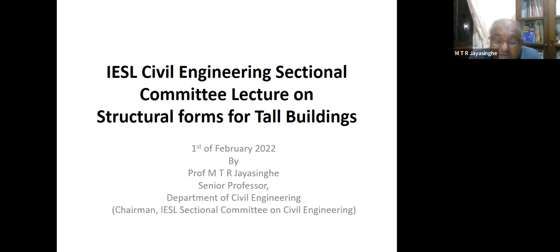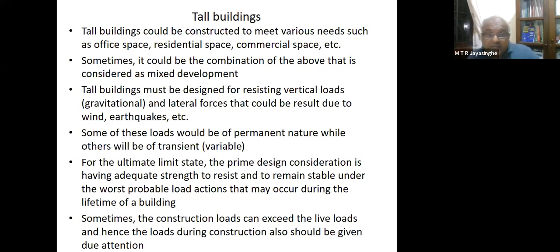the Ministry of Agriculture. So today, we are going to talk about structural forms for tall buildings. And you all know tall buildings can be constructed to meet various needs, like office space, residential space, commercial space. And sometimes you get very tall buildings where you are going to combine so many different things.